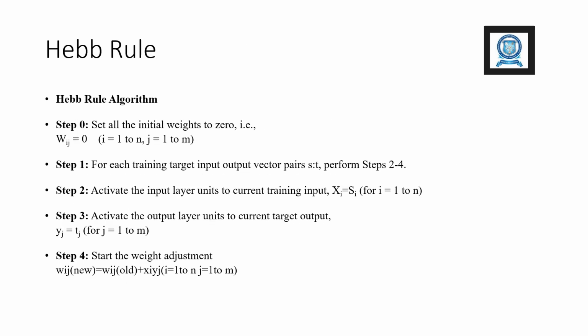Hebb rule. Its algorithm is given below. Step 0. Set all the initial weights to 0. Step 1. For each training target input-output vector pair S to T, perform steps 2 to 4. Step 2. Activate the input layer units to current training input. Step 3. Activate the output layer units to current target output. Step 4. Start the weight adjustment.